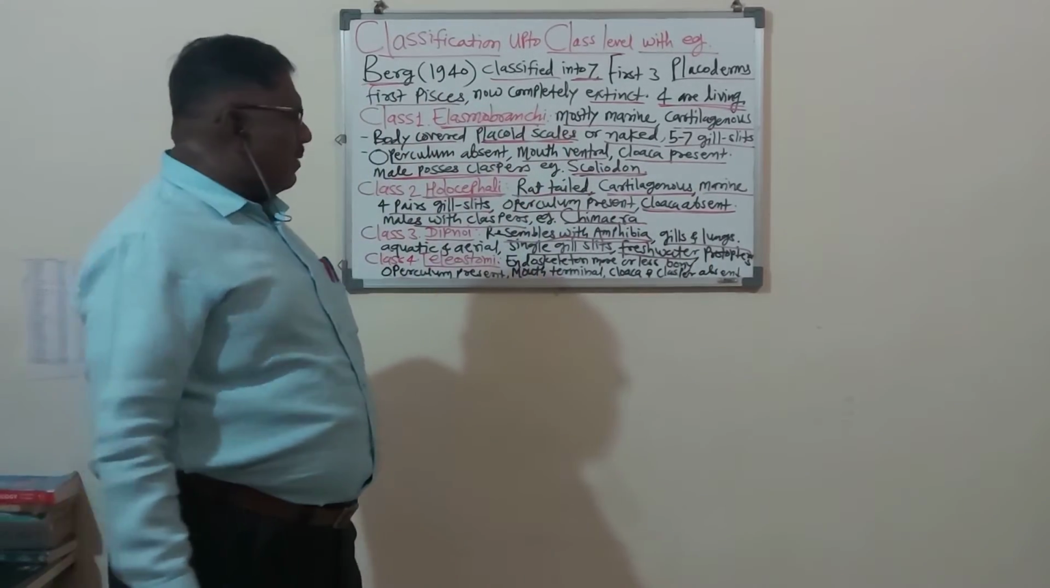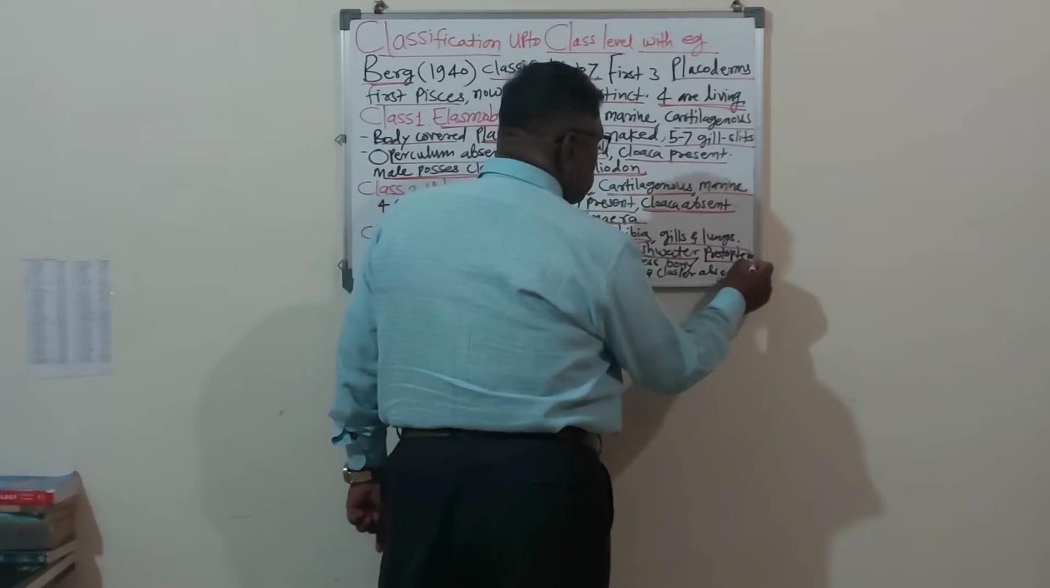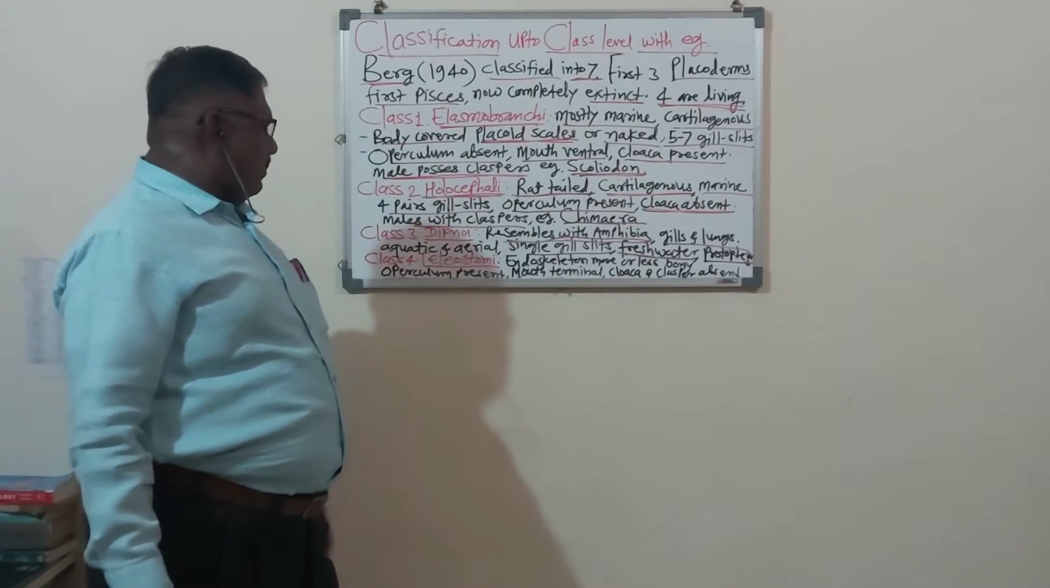They live in fresh water. And the best example is Protopterus. Protopterus is the best example of the Dipnoi.